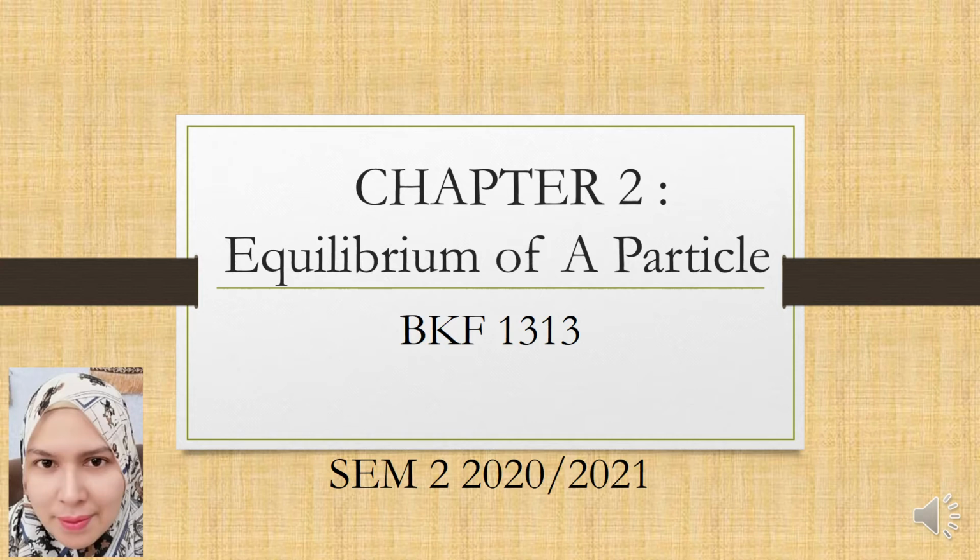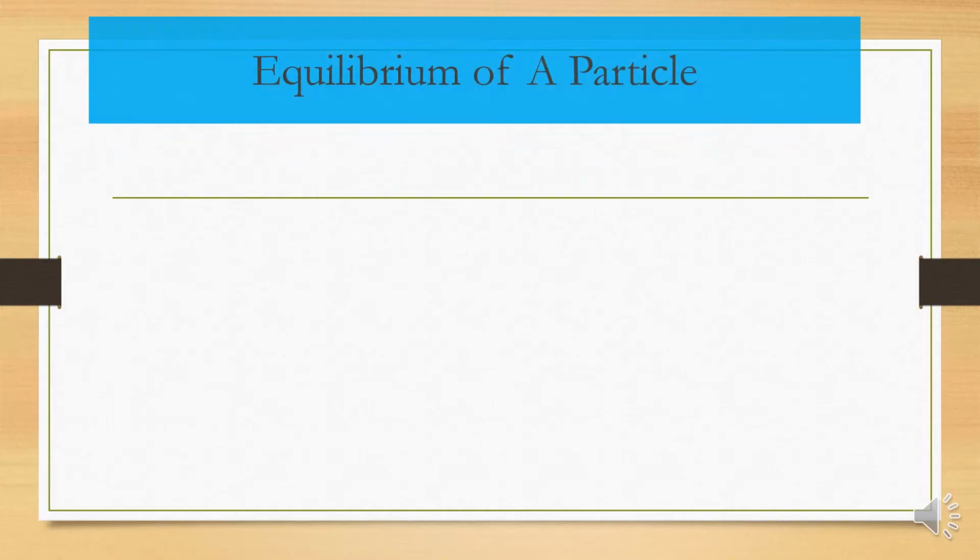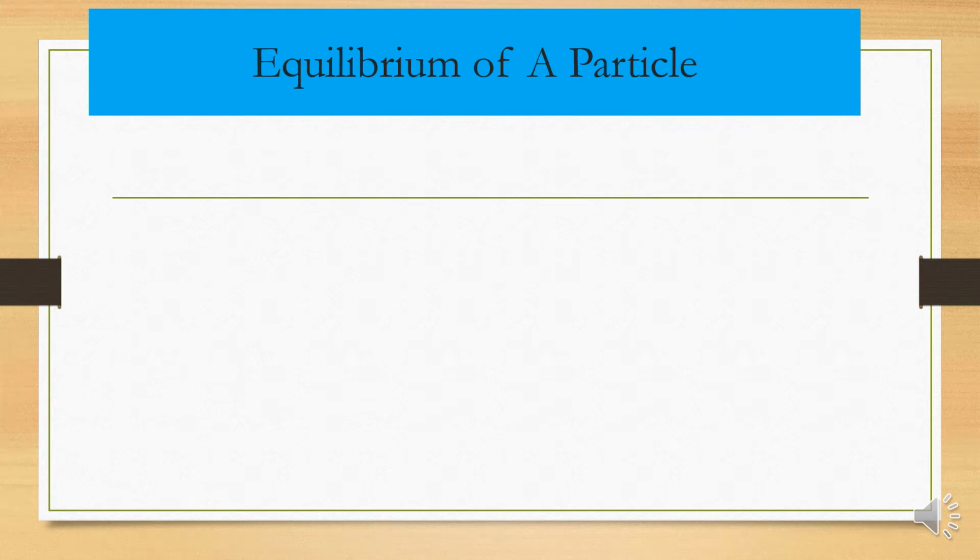So today we're going to continue with chapter 2, which consists of two parts. In this part 2, we will cover equilibrium of a particle and the free body diagram. So let's continue. First of all, what is equilibrium of a particle? The word equilibrium here shows that the object or the particle is in an equilibrium condition.